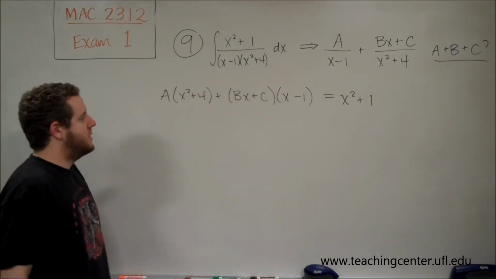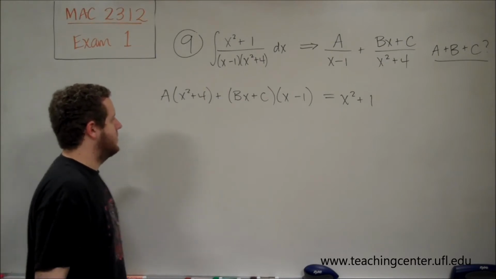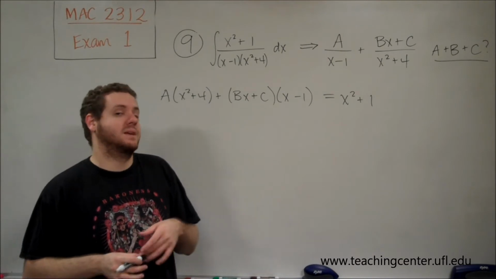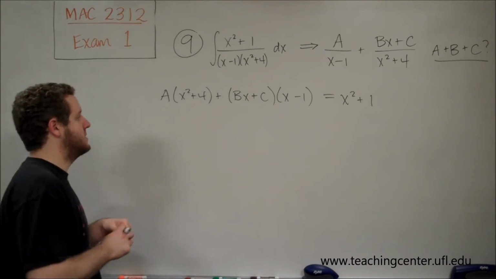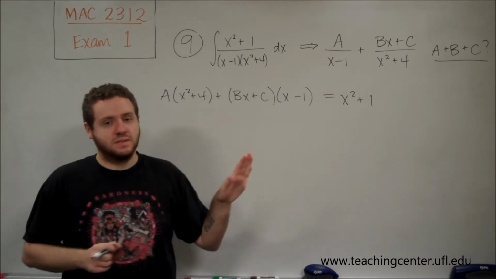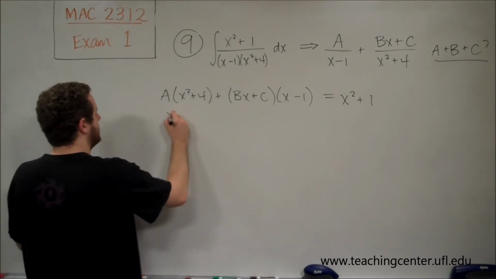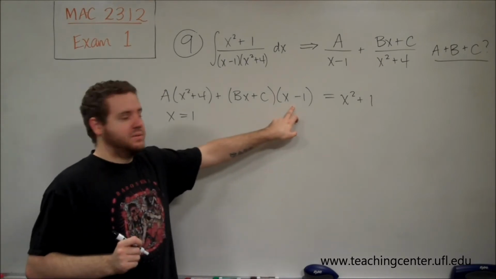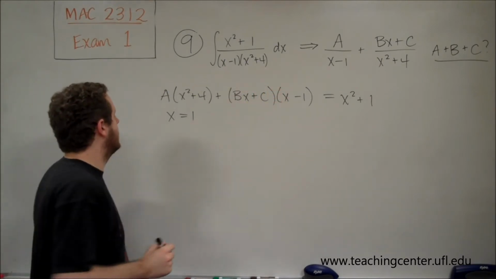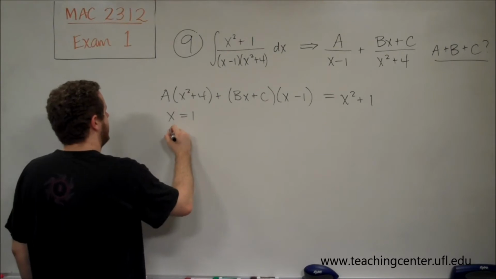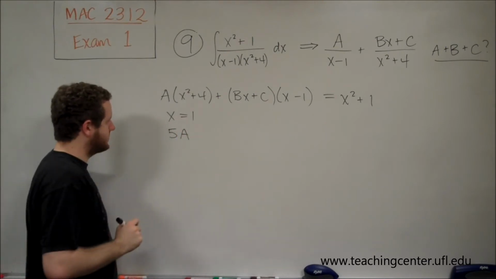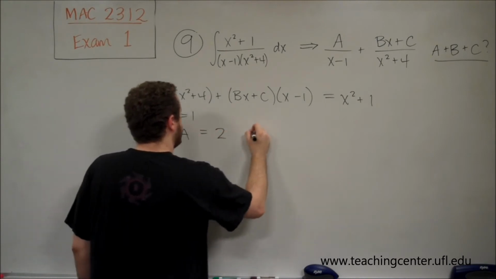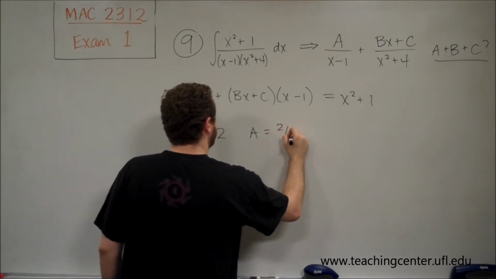What you might notice here is that our previous strategy of plugging in an x that will cancel out some of the terms only works for one of these in this case. Because if we chose x equals 1, which you do want to do first, this would be 0, so this would be 0. And we would get 5a equals 2. And that tells us a is 2/5.